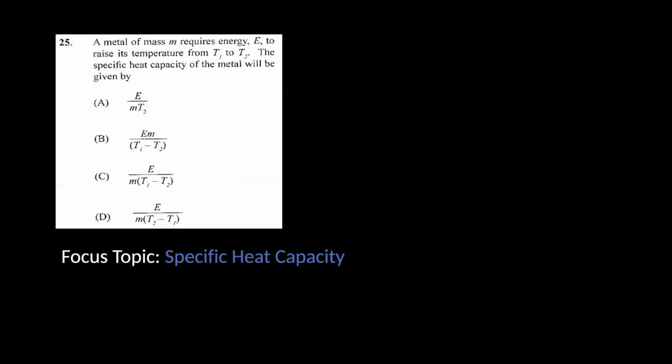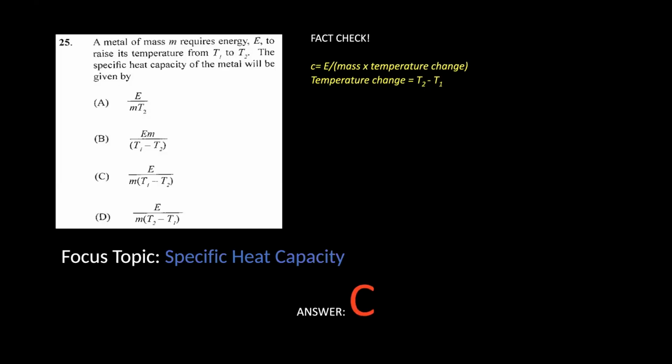A metal of mass M requires energy E to raise its temperature from T1 to T2. The specific heat capacity of the metal will be given by, and we know that to calculate specific heat capacity, we divide the thermal energy by the product of the mass times the temperature change. The temperature change in this case is T2 minus T1. So in order to calculate the specific heat capacity, it would be E divided by M times (T2 minus T1). That's D.